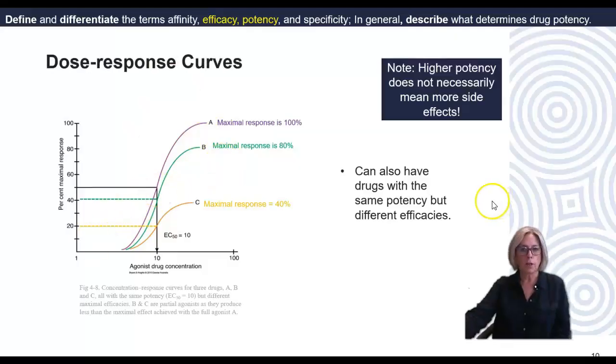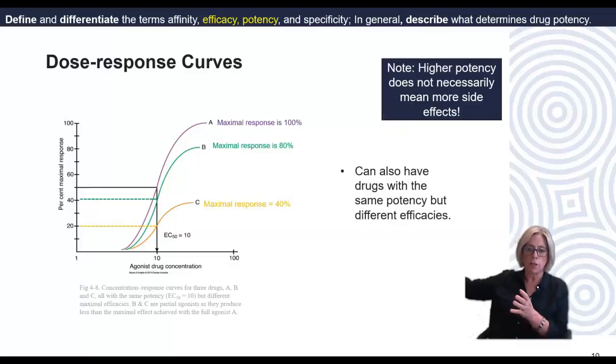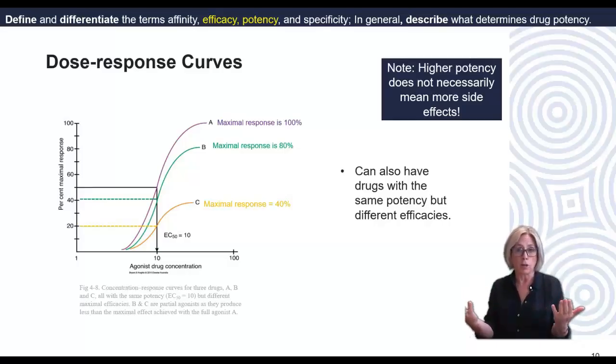Now, I've just put a note here to remind us that higher potency does not necessarily mean more side effects. Remember, potency relates to the amount of a drug that you need to give to have an effect. So theoretically, if you're using the drug at the correct dosage, you shouldn't be generating more side effects. But obviously, as the dose of a drug is increased and increased, you're introducing more chemical molecules into the body, and drugs tend to become less selective and less specific and start binding to different molecular targets. And that's when you can get more side effects.